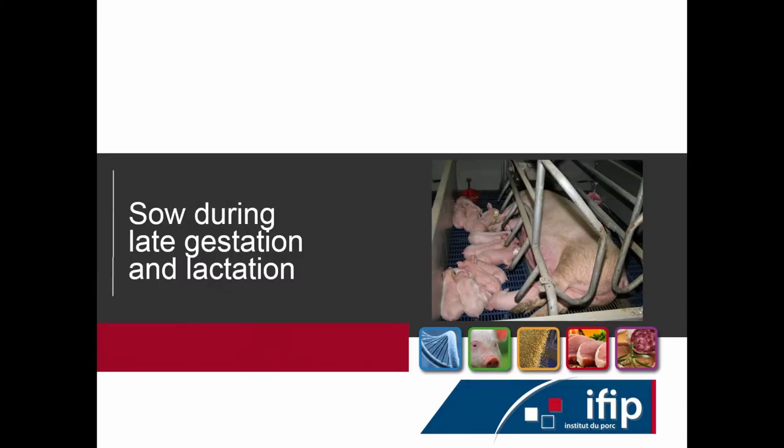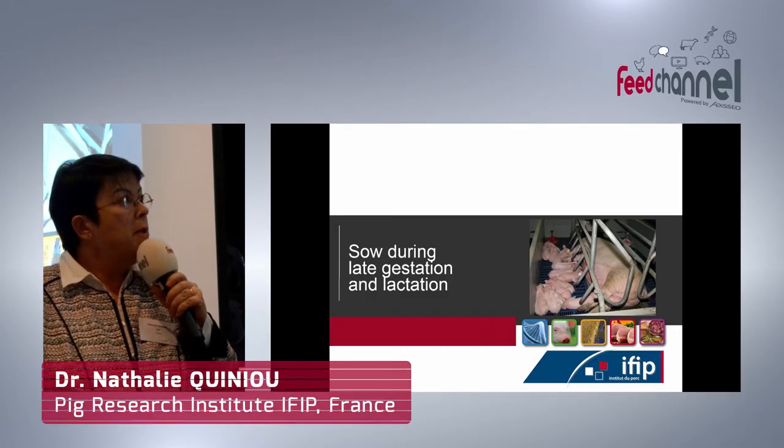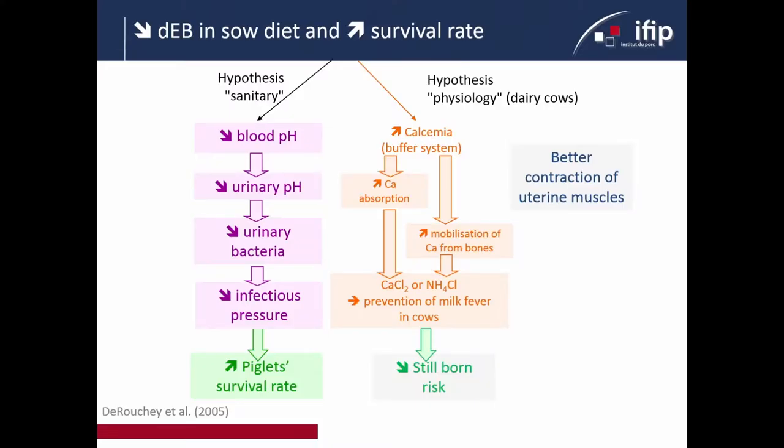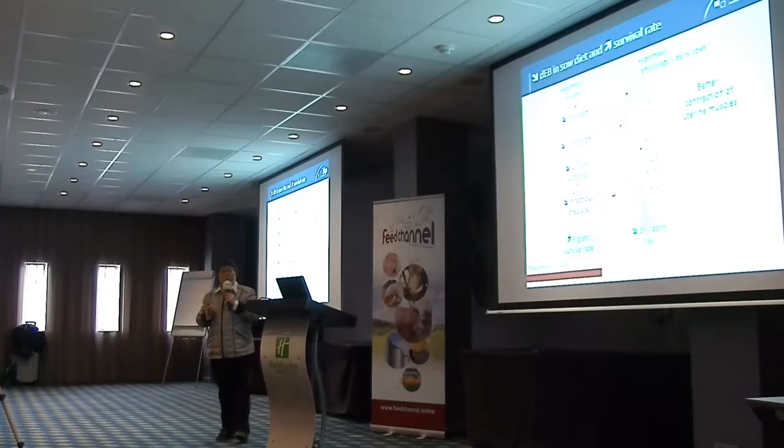Okay. Well, now I will switch to the sow. Especially during the late gestation and during lactation. Well, a few years ago, an American study indicated that maybe we can take advantage of the work that has been done on dairy cows in order to improve the situation of our sows at farrowing, especially in the context of a very high prolificacy. It means that the problem now, of course, is a problem of low survival of our piglets. It's a welfare issue that we have to solve, and also, of course, an economic issue.